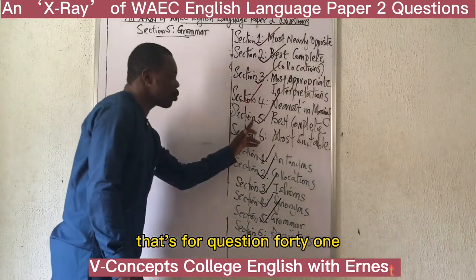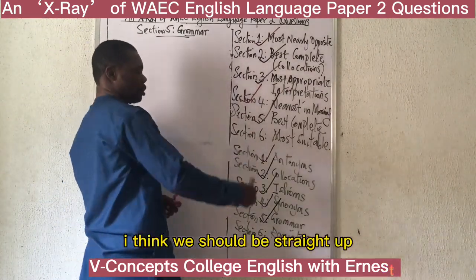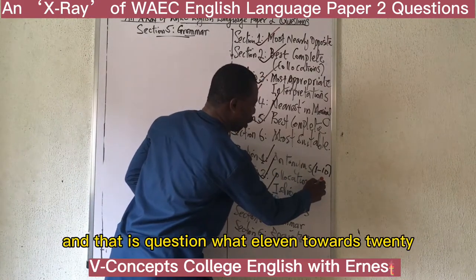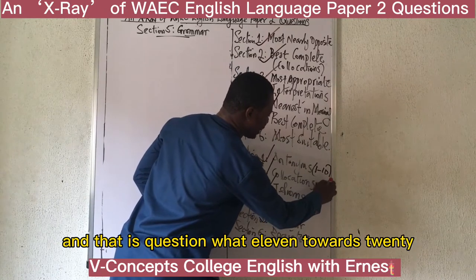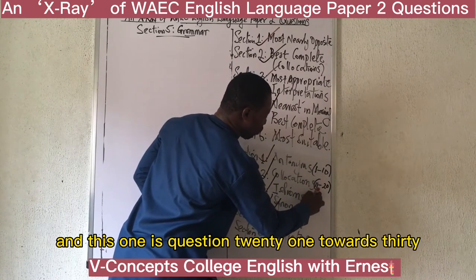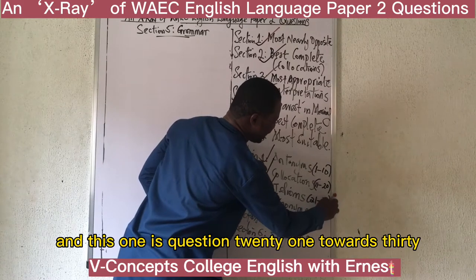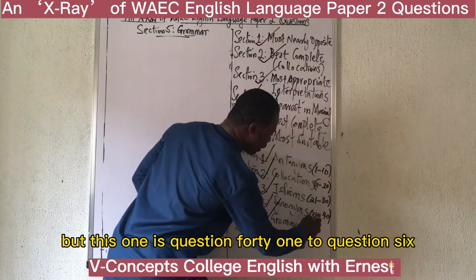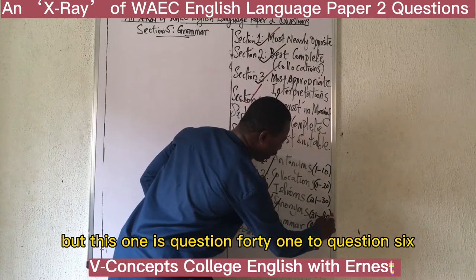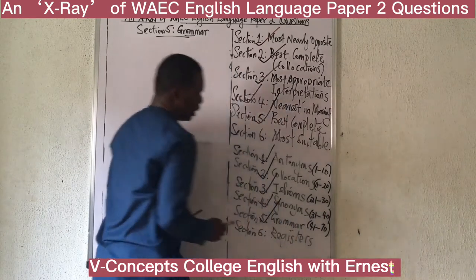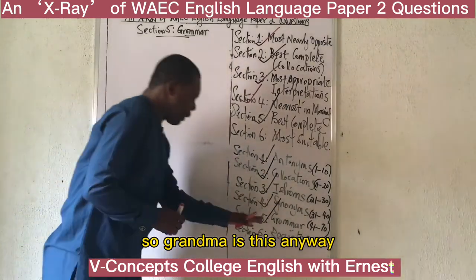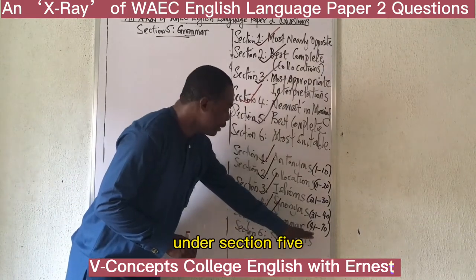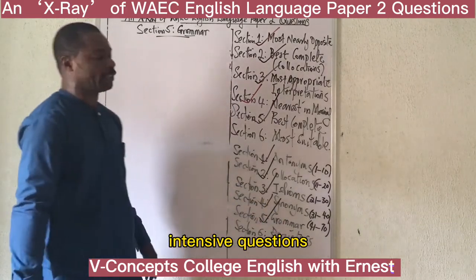That's from question 41. I think we can illustrate that. This is usually question 1 to 10, and then this is question 11 to 20, and this one is question 21 to 30, and this one is question 31 to 40. But this one is question 41 to question 70. So, grammar is tested in WAEC under section 5 in 30 questions.